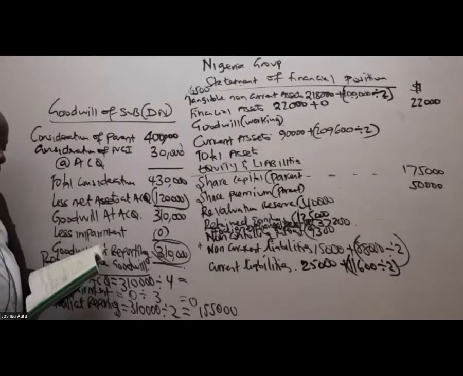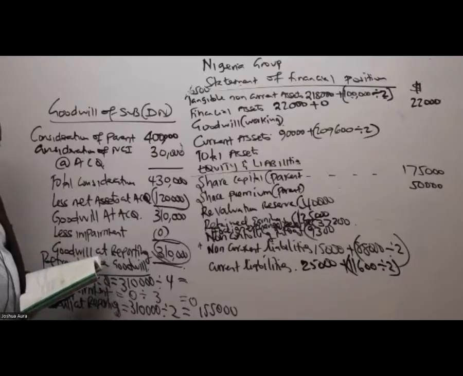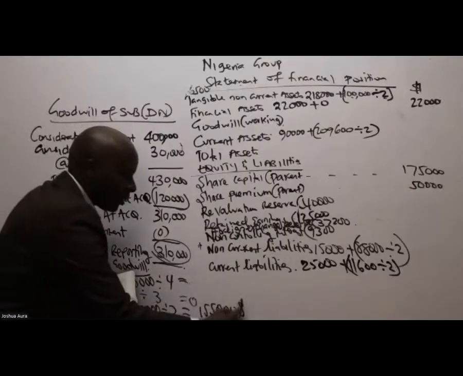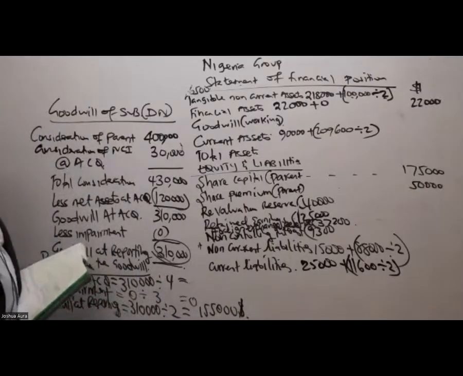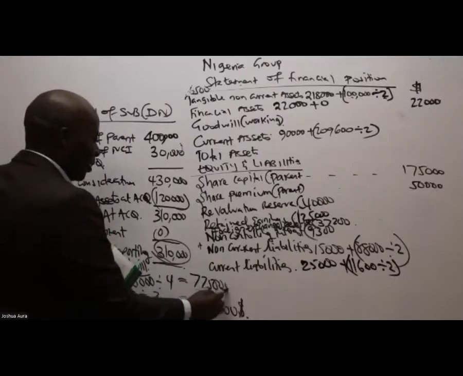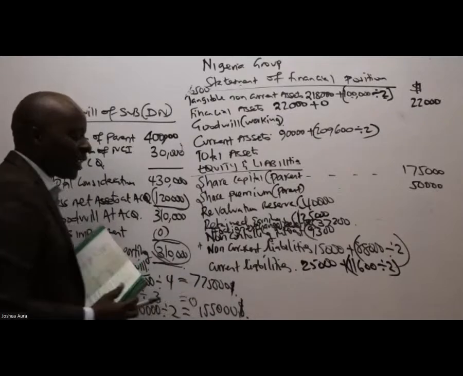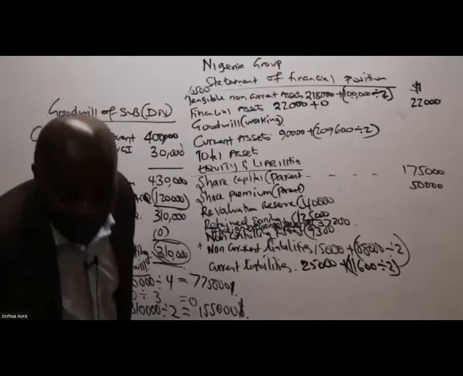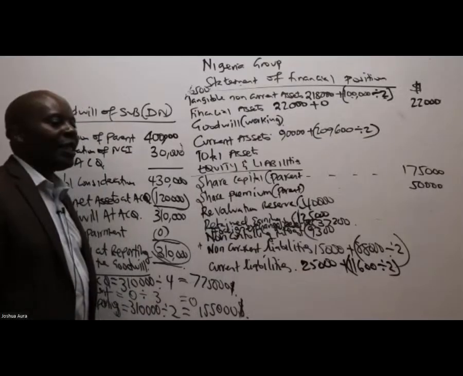310,000 divided by 4. These are dollars, remember now. These are dollars, we are retranslating them. So 310,000 divided by 4 gives me $77,500. So just like we did with net assets, now go ahead and give us the group exchange.